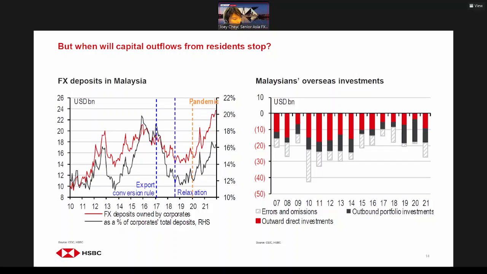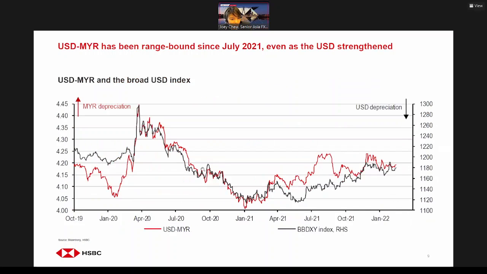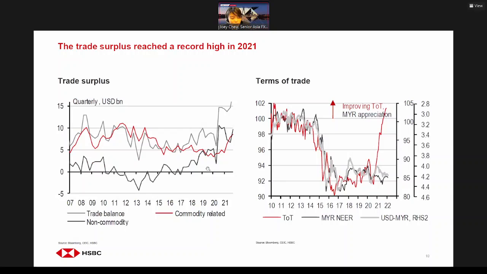Not to mention, with US stocks being so volatile, maybe there's really no reason to invest that much abroad this year. So there is some hope, I suppose, that some of these outflows this year would slow down and allow the trade balance to actually really matter for this currency. So that's one of the reasons why we see dollar ringgit falling.